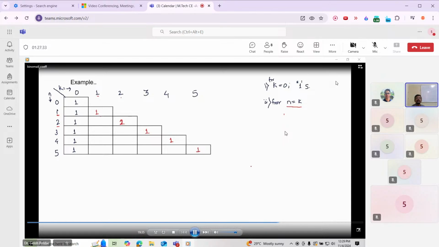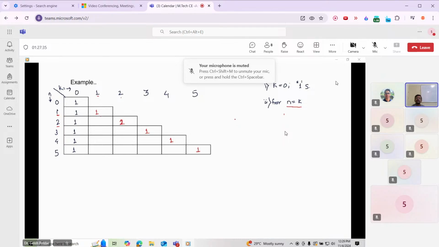Now what we will do to compute the other elements is find the sum of the previous two cells. What is that? Find the sum of the previous two cells.